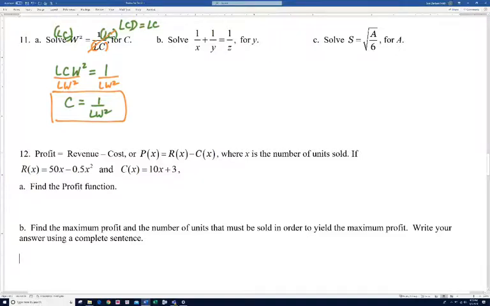On part B, our LCD, now x, y, and z are all in the denominator. We're just going to multiply those. So the LCD is xyz. Let's go ahead and multiply each of our terms by xyz.